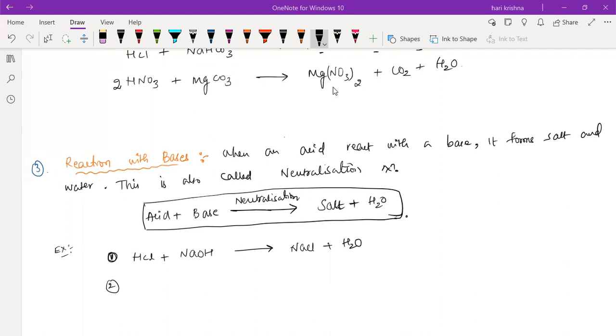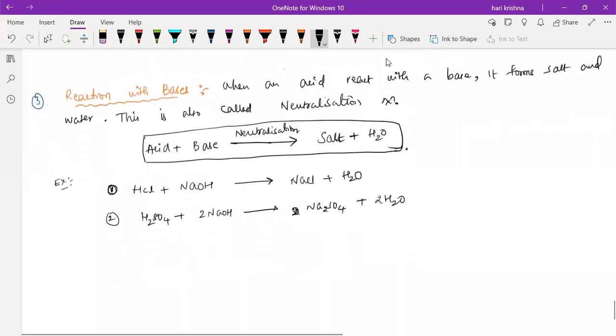Okay, sir, I'll tell a different example. H2SO4 plus 2NaOH gives us Na2SO4 plus 2H2O. Good. Sir, HCl plus NH4OH gives rise to NH4Cl and H2O. Very good. So this is the acid-base reaction.